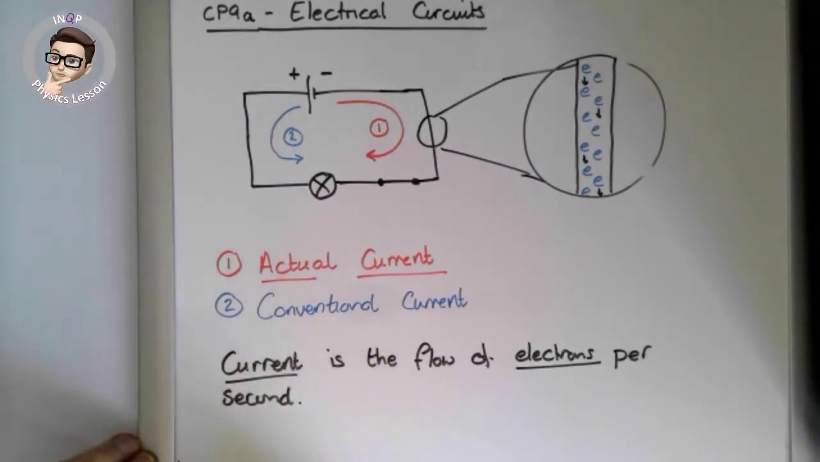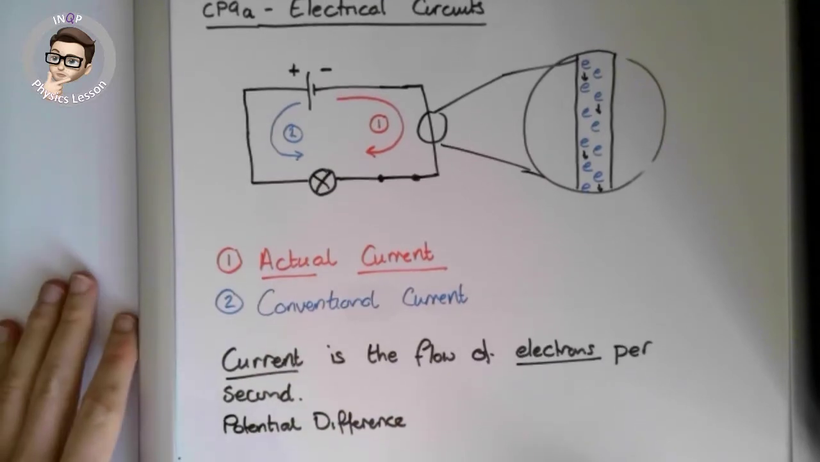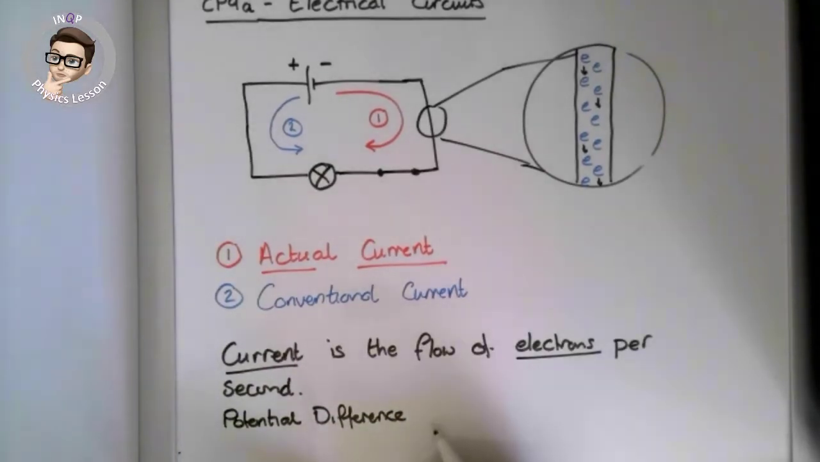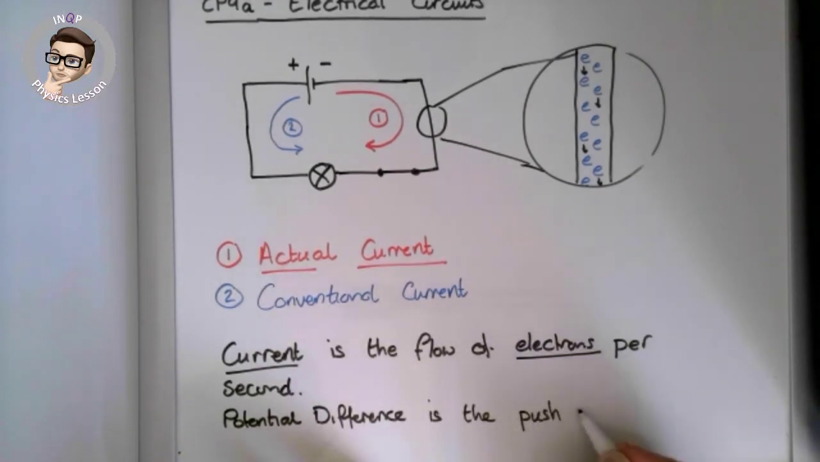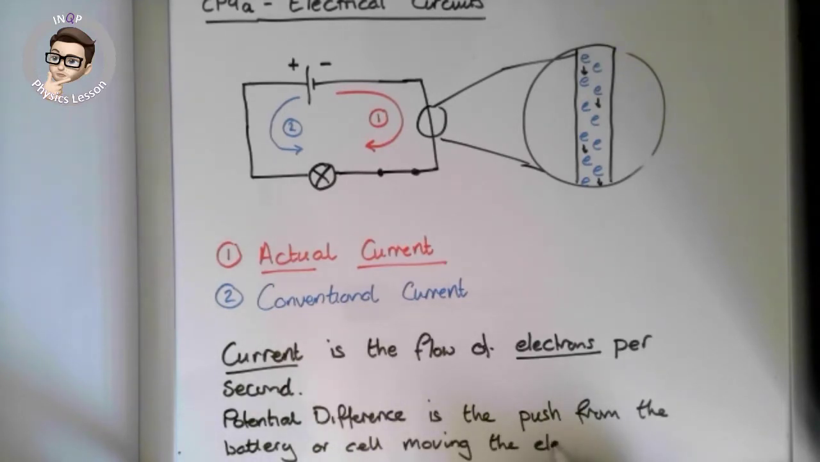Now, another definition that we need to do, and we'll do this a bit more in the next lesson, is potential difference. And notice we're not calling it voltage anymore. We've called it voltage all the way up to now, but now we're going to call it potential difference. Potential difference is the push from the battery or cell moving the electrons around the circuit.